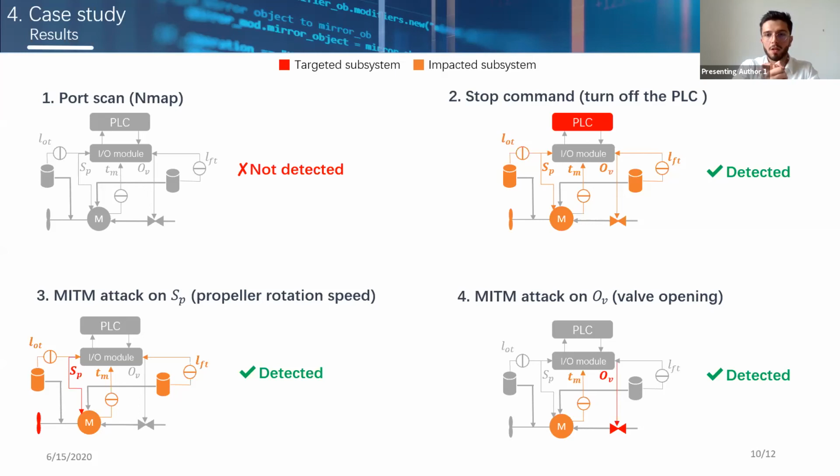And so a modification of the propeller rotation speed implied a riskier anomaly propagation than the modification of the valve opening control. And of course, both of these attacks were detected.